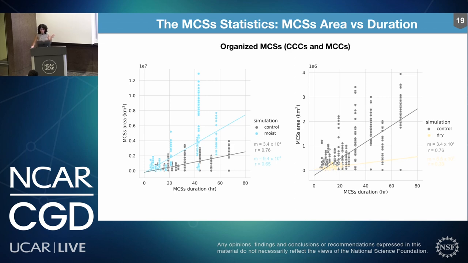And this is for the organized African MCSs. If we take a look at the control compared to the moist, we can see that the slope of the moist is higher. So it shows that for the same duration of these MCSs, the moist ones tend to have greater areas. And in the dry, these tend to have less area, a smaller area than in the control.